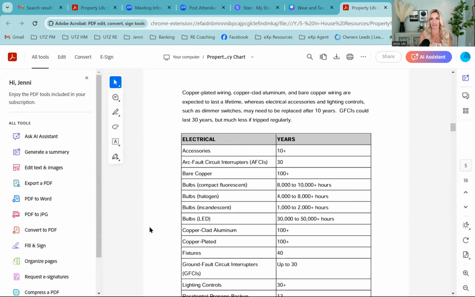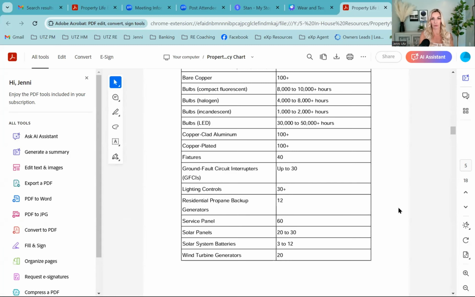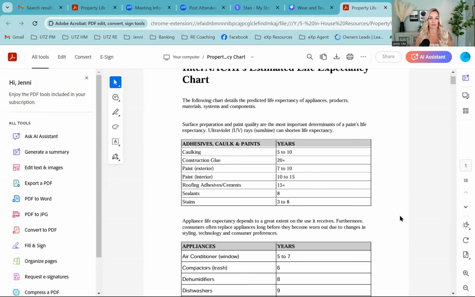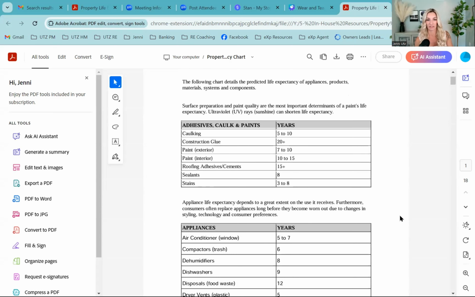So I think you guys see my screen now. So this goes over the estimated life expectancy, and I'll just go through this quick, or I'll scroll and let you see, but some of the things that are important to look at.